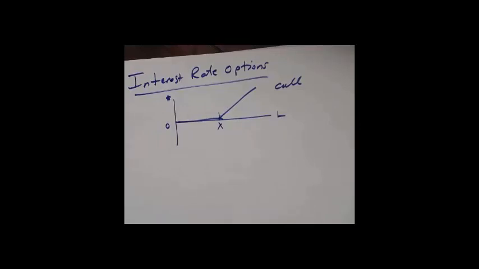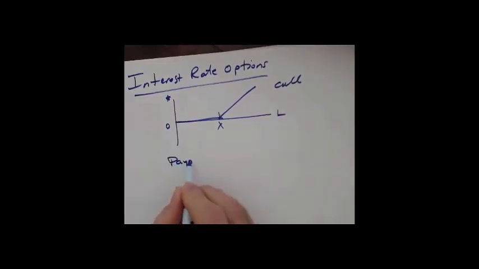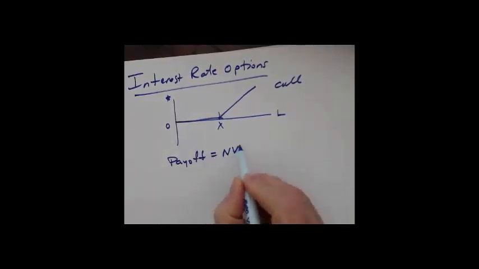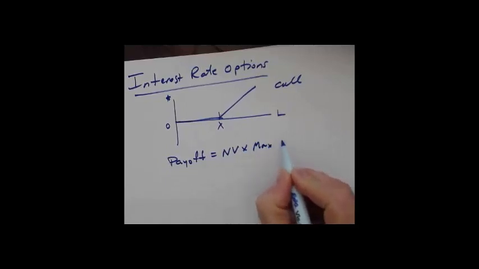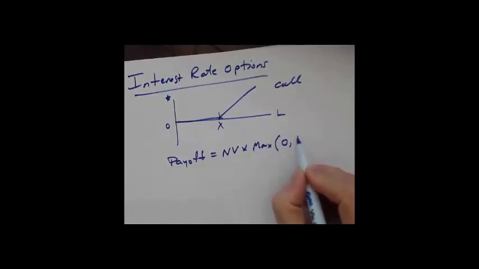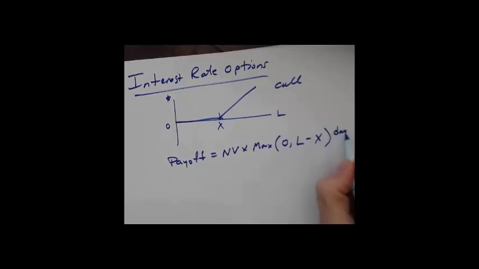We're looking at basically an interest rate that's ultimately coming from a Eurodollar deposit instrument. But you don't really need to know that. What you really need to know is, here's the payoff. The payoff equals the notional value times the maximum of 0 or the variable LIBOR rate minus the strike rate X, which are interest rates, adjusted for days divided by 360.